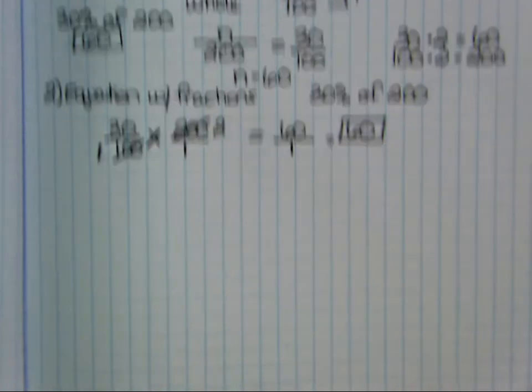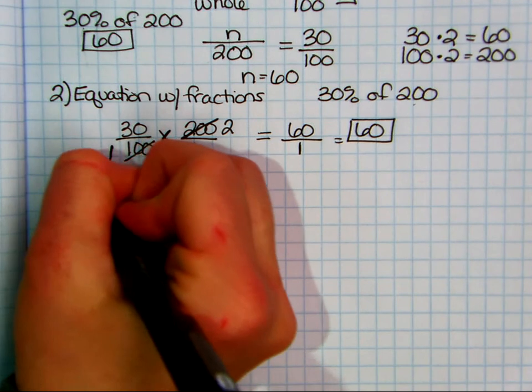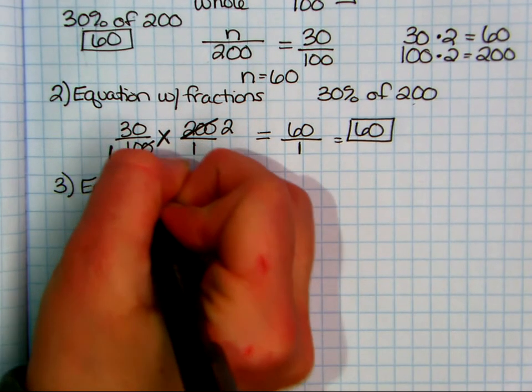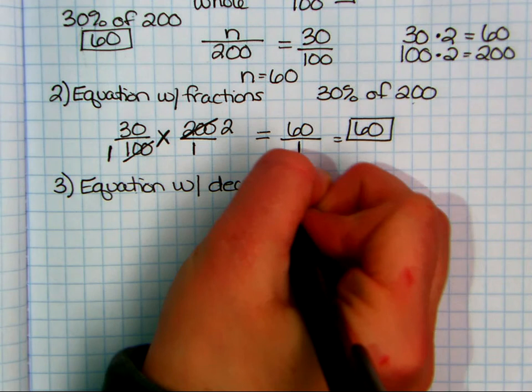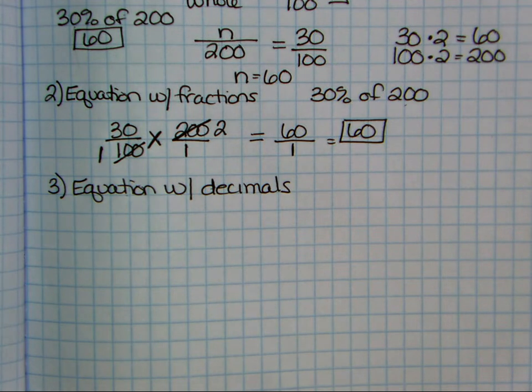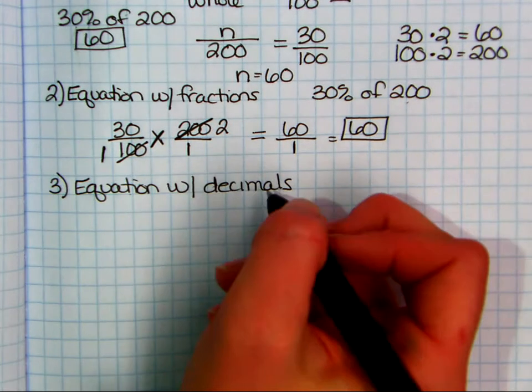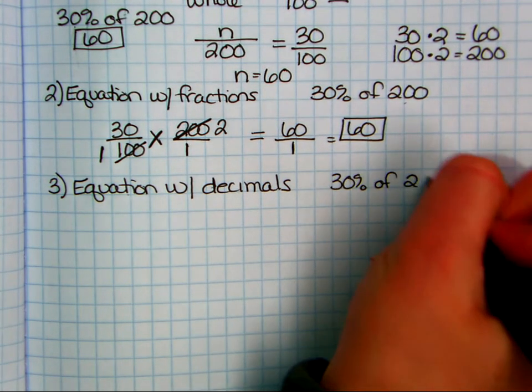The third method is very similar to that, but instead of using fractions, it's an equation with decimals. So we're going to start off the same way we just did. We're going to rewrite the problem, translating our words into algebraic or mathematical symbols, and converting, but this time instead of converting to a fraction, we're going to convert to a decimal. So same problem, 30% of 200.